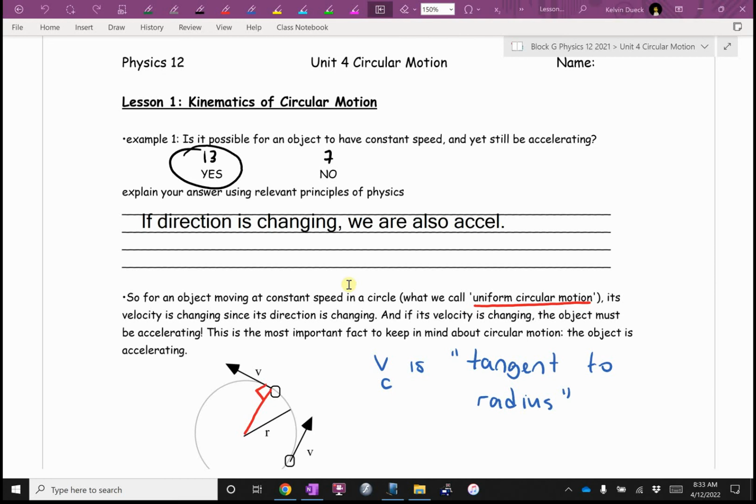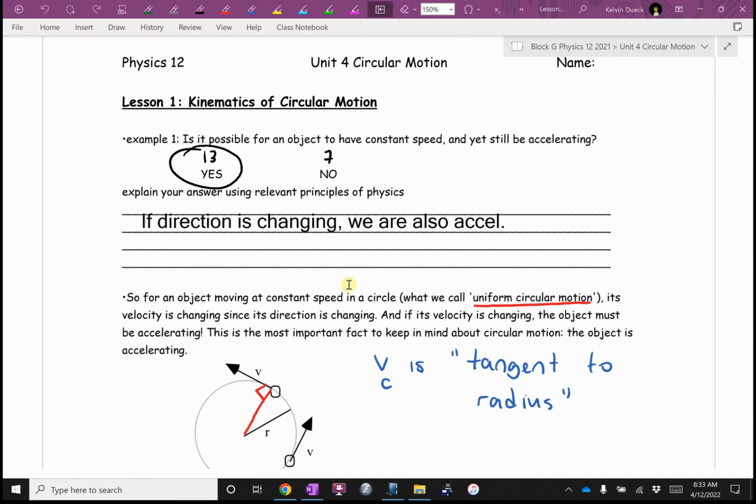Last time we were talking about circular motion. We had this concept of uniform circular motion. Uniform circular motion means you're accelerating, but you're not speeding up or slowing down. How is that possible? You're accelerating by changing your direction. And we talked about moving in a circle.